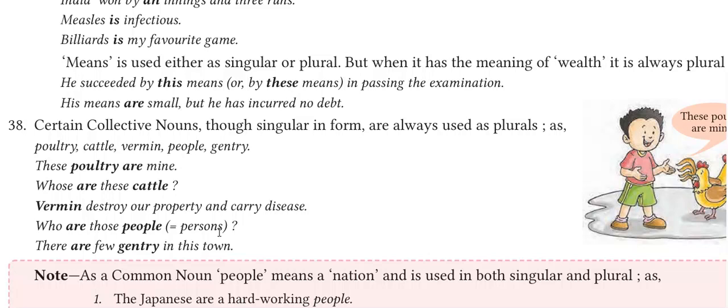Certain nouns, though singular in form, are always used as plural. For example, poultry, cattle, women, people, gentry. These poultry are mine. Whose are these cattle? Women destroy our property and carry disease. Who are these people, persons? There are few gentry in this town.